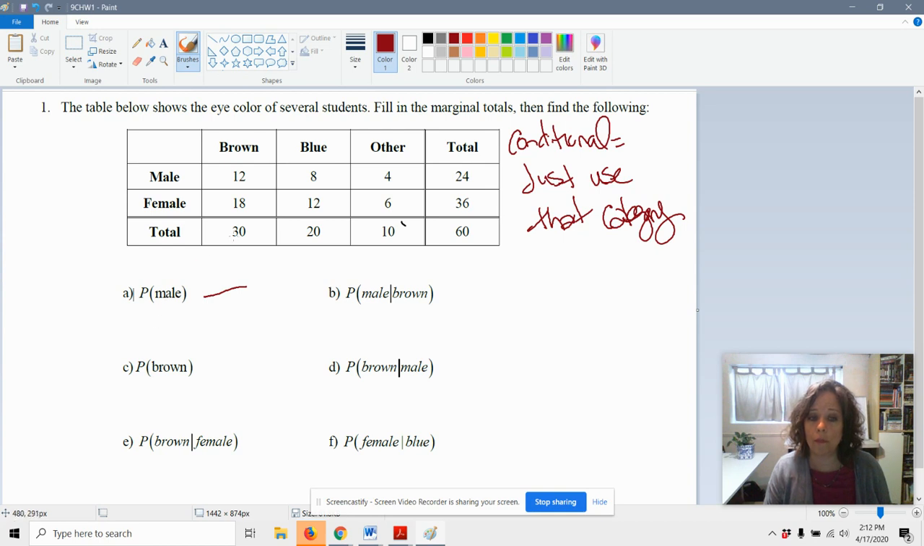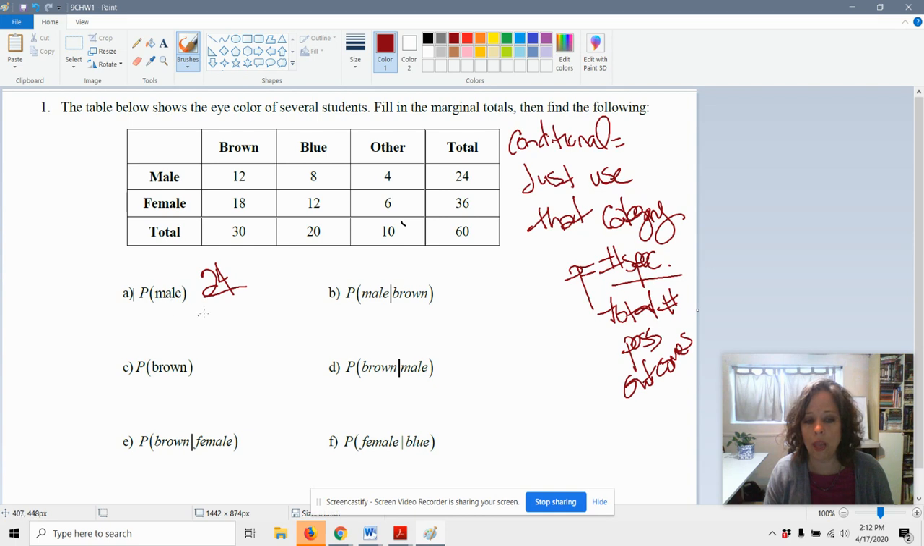So the total number of males, again, our probability is always the number of specified outcomes divided by the total number of possible outcomes. That's what probability is. So for part A, what's our number of males? Our number of males is 24, right? And then on the bottom, we want the total number of possible outcomes. And so that's going to be that 60.